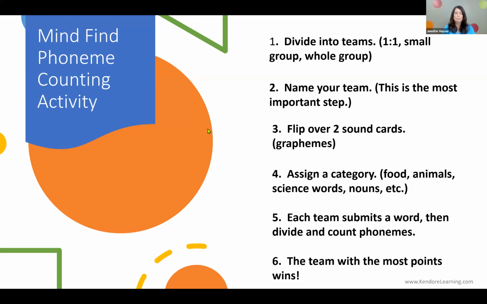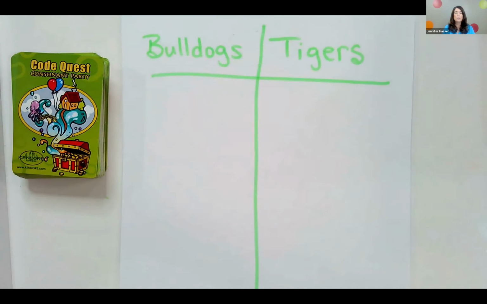Since this is a webinar and I don't know what team names you all want, I have decided to go with both of my daughter's colleges. So we're going to do the Georgia Bulldogs against the Auburn Tigers. Our Bulldogs are playing against the Tigers. And so I might say, okay, our first category is food.